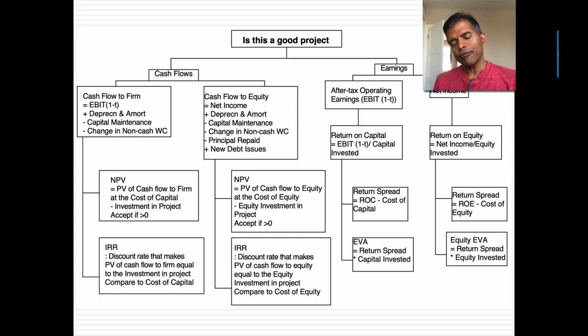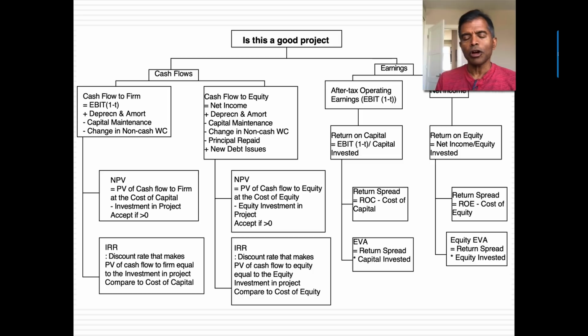If you don't have full information, then you've got to take shortcuts. And here are the shortcuts. You can take the after-tax operating income for either a project or an entire company. You can divide by invested capital. And invested capital is based on book value. It's book value of debt plus book value of equity minus cash. So basically, it's what you've invested in your books. And you compute a return on capital.